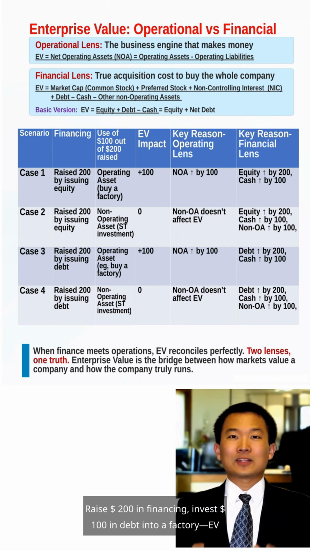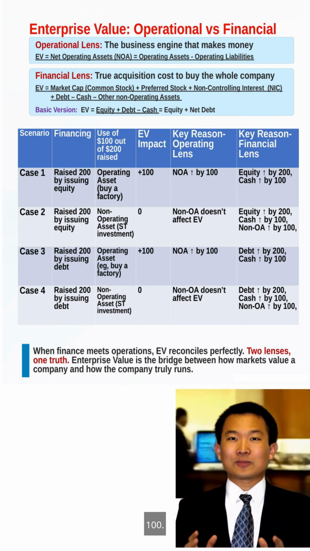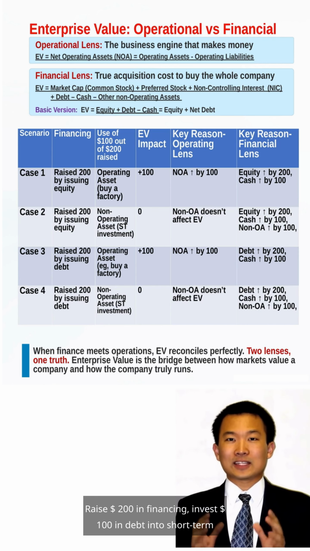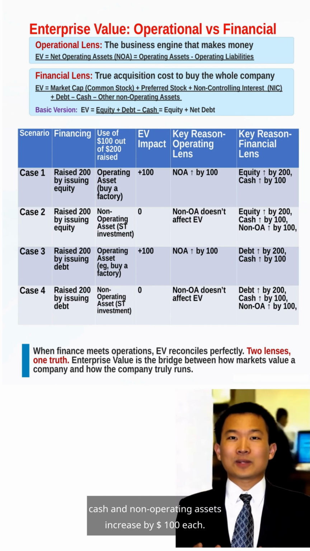Raise 200 in financing, invest 100 in debt into a factory: EV increases by 100, debt increases by 200, and cash increases by 100. Raise 200 in financing, invest 100 in debt into short-term investments: EV remains unchanged. Debt increases by 200, but both cash and non-operating assets increase by 100 each.